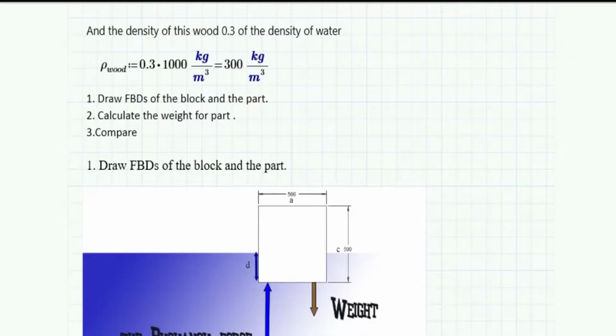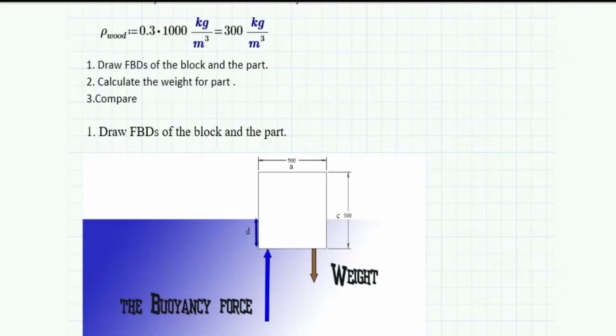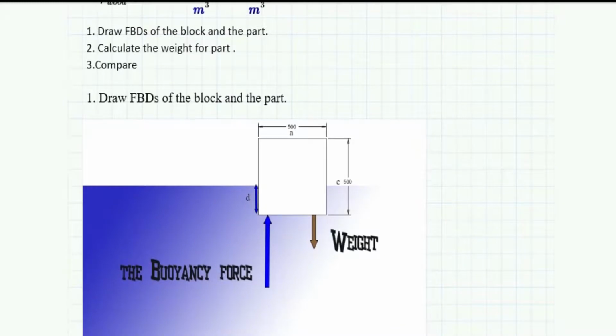First, to do any calculation we must follow some steps. The steps to calculate the buoyancy force are: 1. Draw the FBD of the part. In this step we determine every force acting on our part, as we need them to calculate the buoyancy force. 2. Calculate the weight of the part and compare it with the weight of the same part if it had water density.